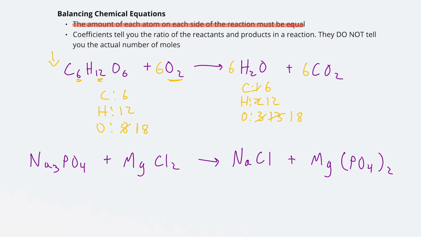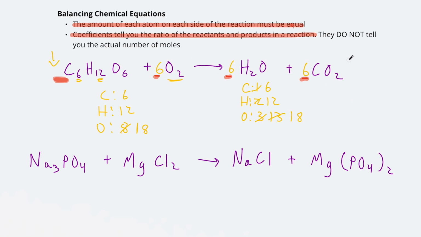And now that we have a balanced reaction, it's really important to point out that, for one, the numbers that we wrote in front, those are called the coefficients. And the coefficients tell you the ratio of the reactants and products in this reaction. So what it's saying is that, if we know we have 1 of this molecule here, then we would have 6 of all the other molecules, because this is telling us the ratio. Where if we had 2 of this molecule on the left, then we'd have to have 12 of all of the other molecules.